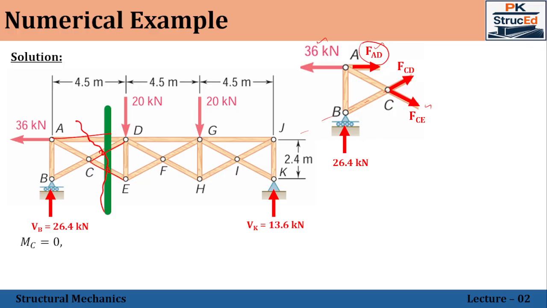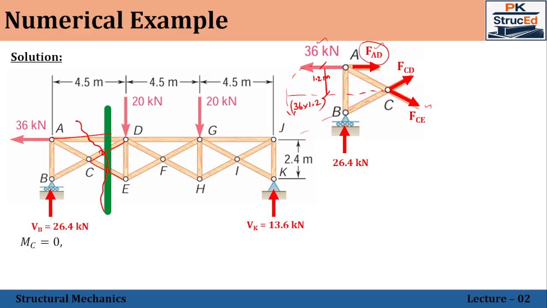Okay. So now 36 will create a moment because this is the line of action. So 36 will tend to rotate in the anti-clockwise direction about the point C. In that case, how much is this distance? Between A and C vertically, it is 1.2 meter. So in that case, it will be 36 into 1.2.